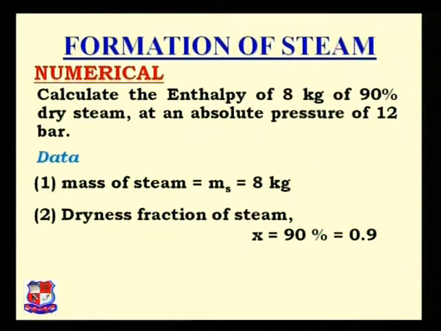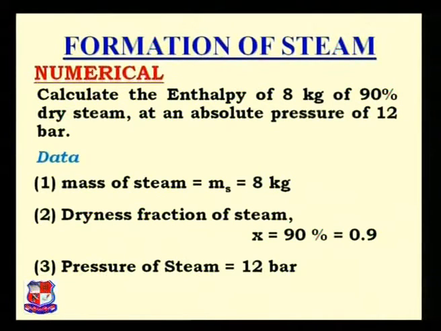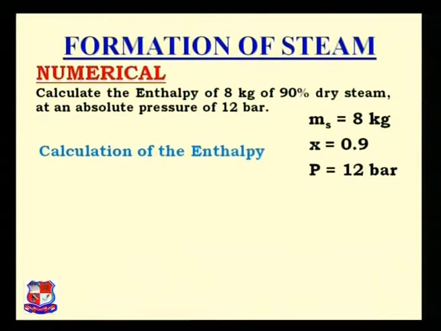Then at an absolute pressure of 12 bar, it means they have told us that the pressure of steam is 12 bar. So that is the correct extraction of data from the numerical that they have given us. And what we have to do? We have to calculate the enthalpy.